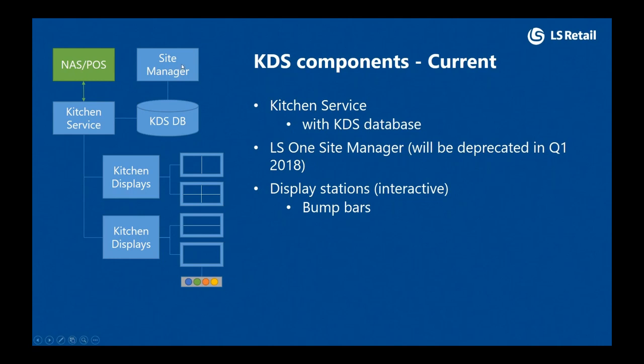The LS1 site manager is used to set up and configure the kitchen display system, such as functional behavior, look and feel, and kitchen station setup. It is an external component to NAV, but we are currently working on deprecating this, which I will go into more detail about in the next slide. And then you have the display stations, which are interactive. You can either have touch screens with a button panel on them, or you can also connect a bump bar to the displays. Bump bars are simply keyboard devices which return a keyboard character, which is set up in the configuration of the system, where the character is mapped to a specific operation.